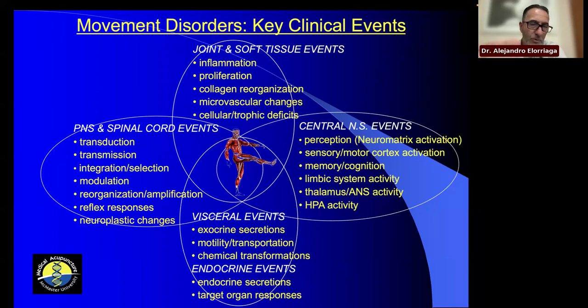All right, so I invite you to raise your bar, be more precise, study harder, and be above the rest of practitioners who don't do that. Events that you need to know very well involve transduction, transmission, modulation, amplification, which were the 11 factors I showed you there, the reflex responses, neuroplastic changes. Each of those is a world. Central events, etc. It's not easy.